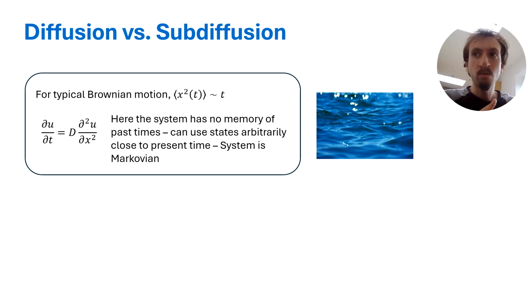For example, things like water moving through porous media, or things like plasma, have memory, and this is where we get the idea of subdiffusion from. So subdiffusion is like diffusion, but mathematically it's very different because it's diffusion with memory.